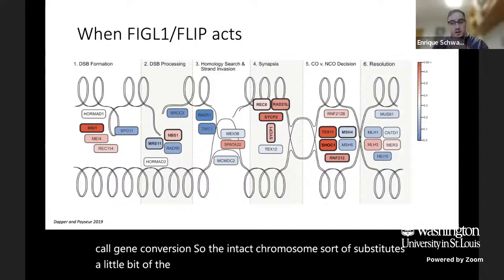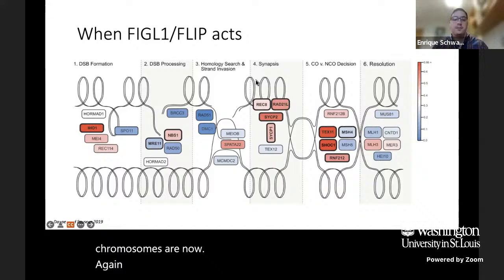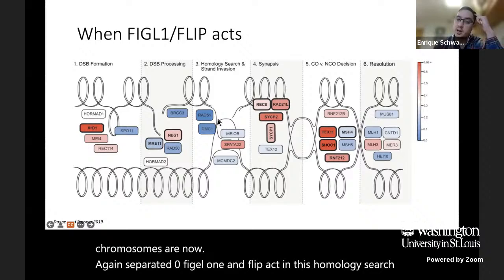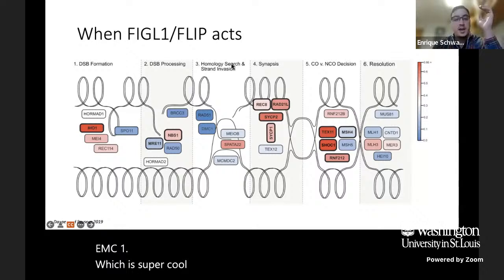There's resolution where the Holliday junction is resolved, and essentially the two chromosomes are now again separated. So FIGL1 and FLIP act in this homology search and strand invasion step. They actually interact with RAD51 and DMC1, which is super cool. So this is where they act.